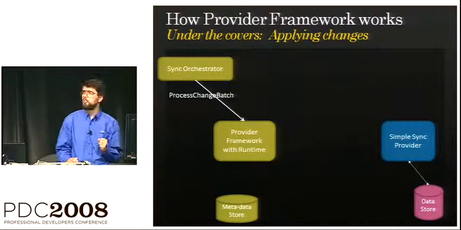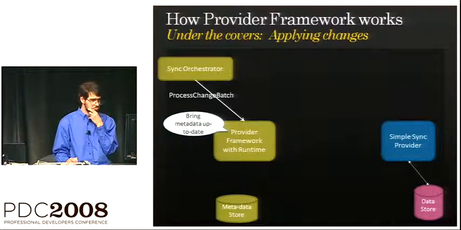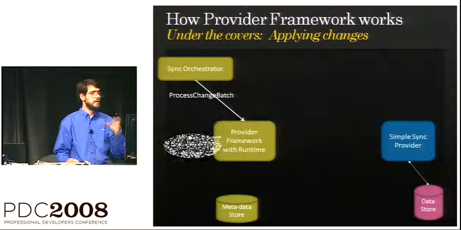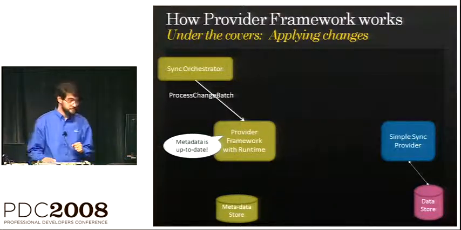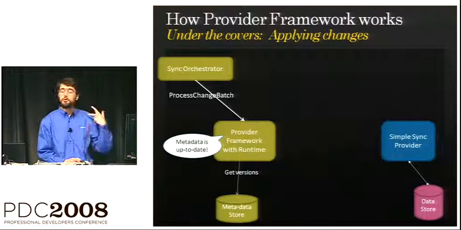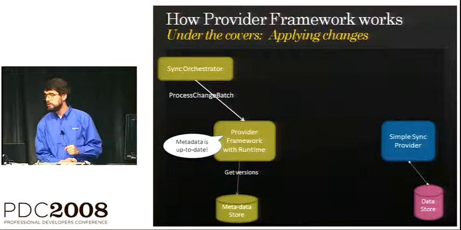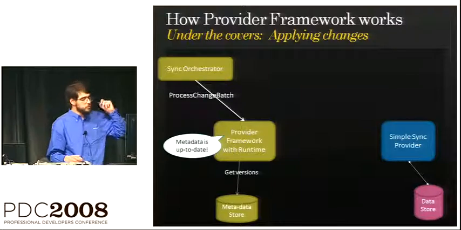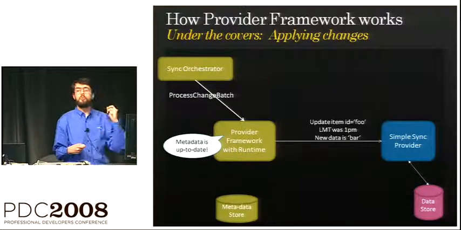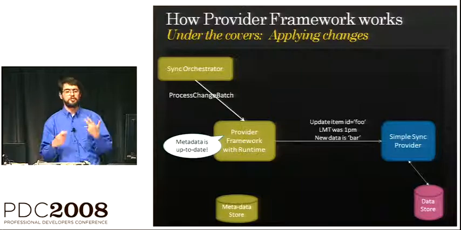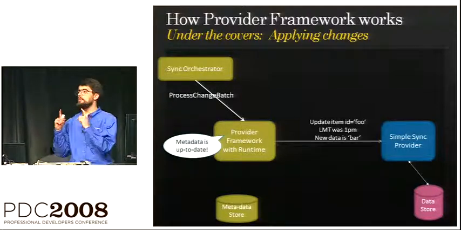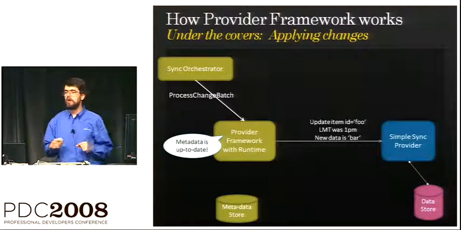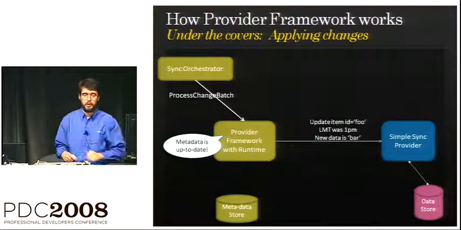The first thing that provider framework will do is say, my metadata is once again out of date. So we'll go through exactly the same process and get the metadata up to date on the other side as well. At this point, it will read the current versions from the metadata store and follow the same process that a provider typically does in sync framework, using the sync framework runtime to figure out which objects are in conflict, which objects have been updated, etc. And then for every object that has actually changed, it is going to call the simple sync provider and tell it to do one of those CRUD operations, create, update, or delete.